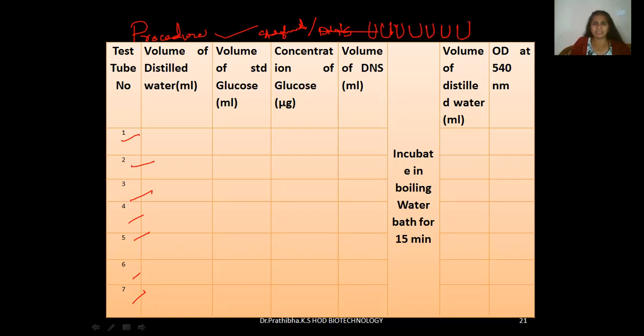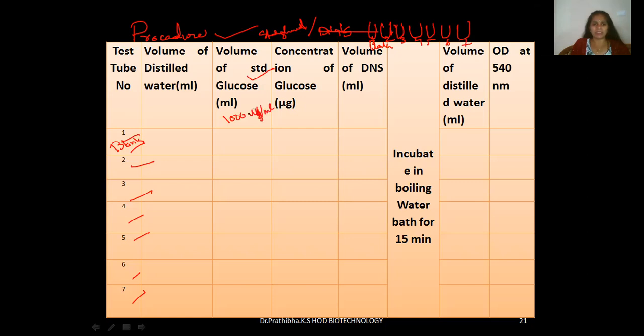As I told, all the test tubes we are going to label as 1, 2, 3, 4, 5, 6, and then 7. The first test tube you are always going to write as blank, because you are not going to add any glucose to that one. So it is a blank. So what is the procedure here? First, you will take the volume of standard glucose. What was the concentration of this standard glucose? Yes, correct. That is 1000 microgram per ml, right? We took the concentration of 1000 microgram per ml.